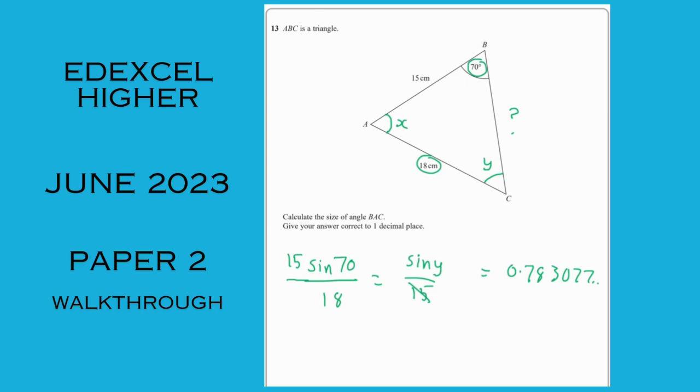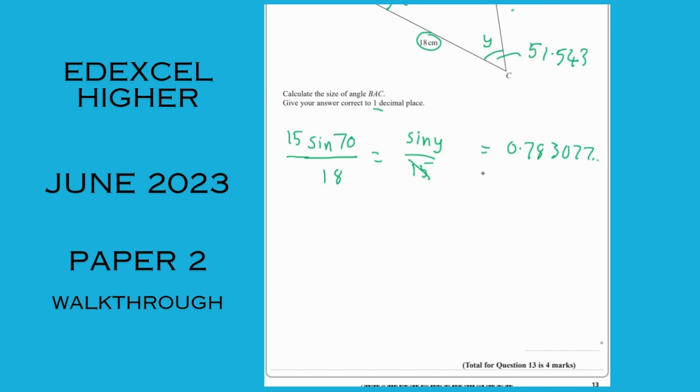And I'm getting the answer. It wants one decimal place. That is 51.543-ish. So we now do 180 minus the 70 we knew, minus the 51.543 we've just worked out. I'm getting 58.457. One decimal place, 58.5.